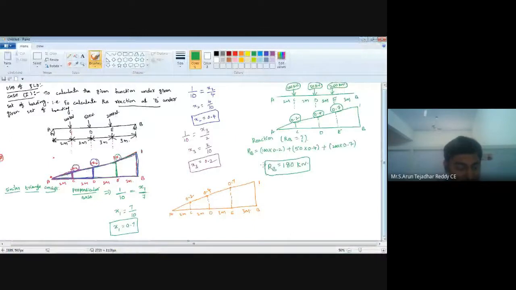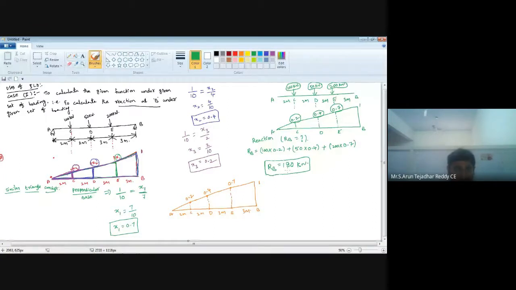See, anyone calculate using the equation of equilibrium, then tell me the value of RB. Anyone? Already you know how to find the reaction using the equation of equilibrium. Not now. You can try in your homes. Definitely you will get 180 kilonewton. But from the external exam point of view, if they ask for ILD, then you can go with this process only.